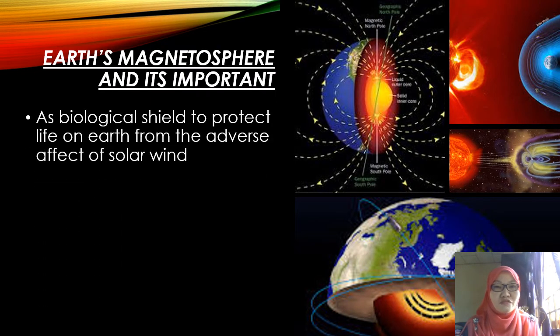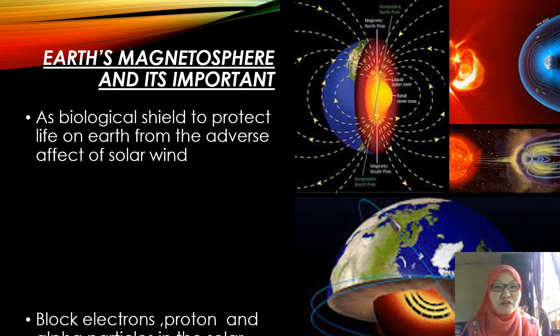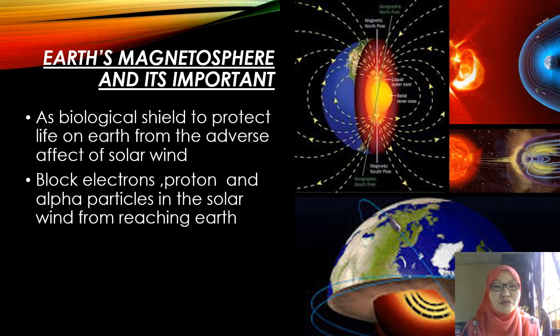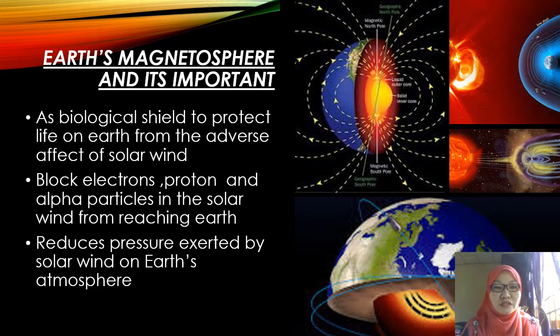Earth's magnetosphere is important as a biological shield to protect life on Earth from the adverse effects of solar wind. It also blocks electrons, protons, and alpha particles in the solar wind from reaching Earth, which can reduce the pressure exerted by solar wind on Earth's atmosphere.